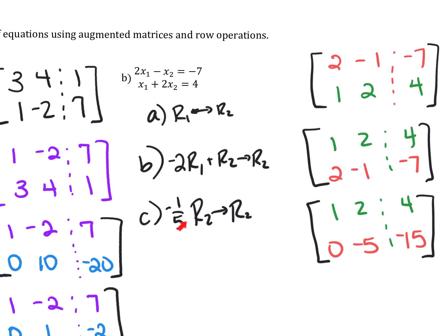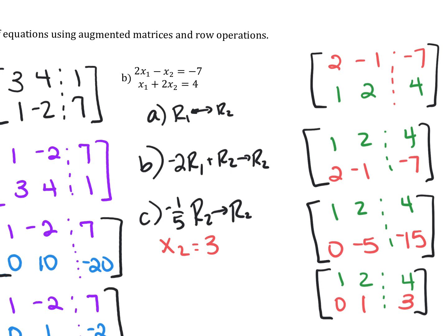Then the third step says to divide or multiply by -1/5 or divide by -5 row 2, and I'm not going to touch row 1 again. So row 1 is still 1, 2, 4. But row 2, dividing everything by -5, this is 0, that's 1, and this is 3. So now I see that x2 in this case is equal to a +3.